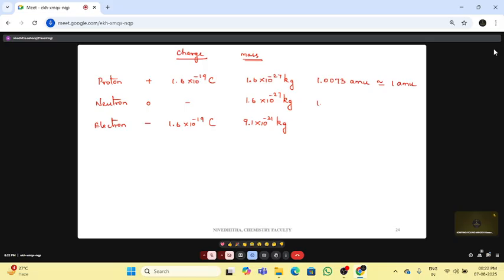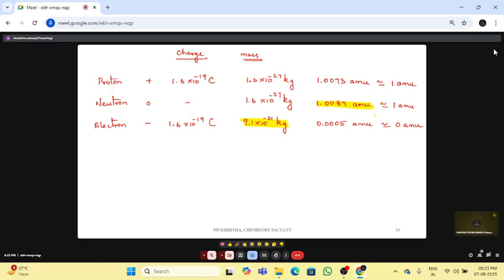And for neutron, it is 1.0087 AMU. This is also approximately 1 AMU, but from the approximate value, we cannot predict which is the heaviest one. So that is why I've written the exact value. And the mass of electron in terms of AMU is 0.0005 AMU, and approximately we'll be having it as 0 AMU. Okay, so we know the lightest one is electron and the heaviest one is neutron.